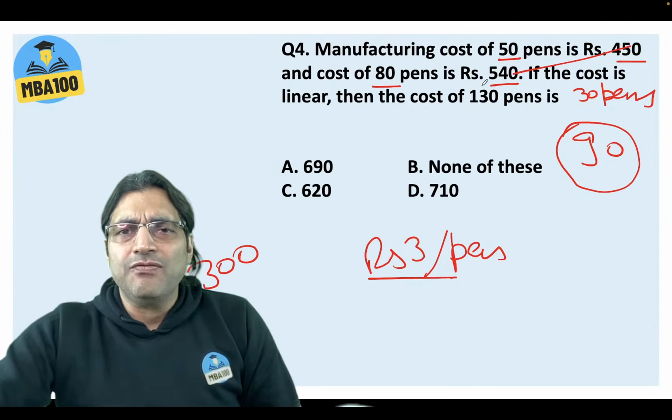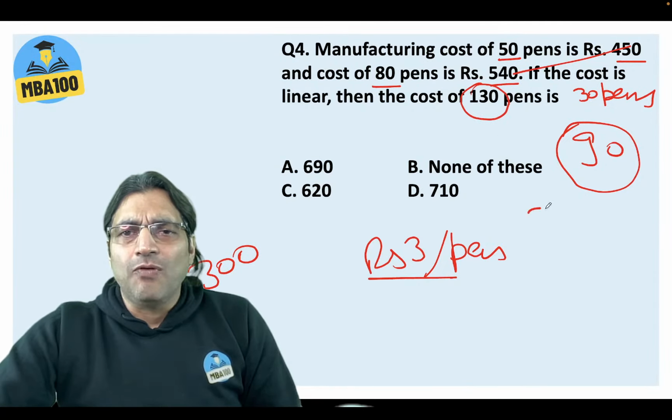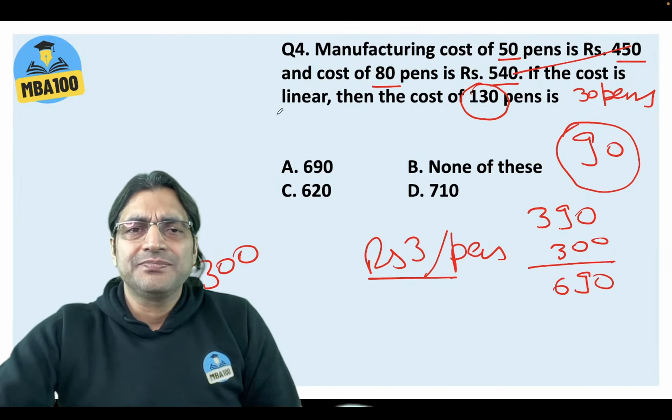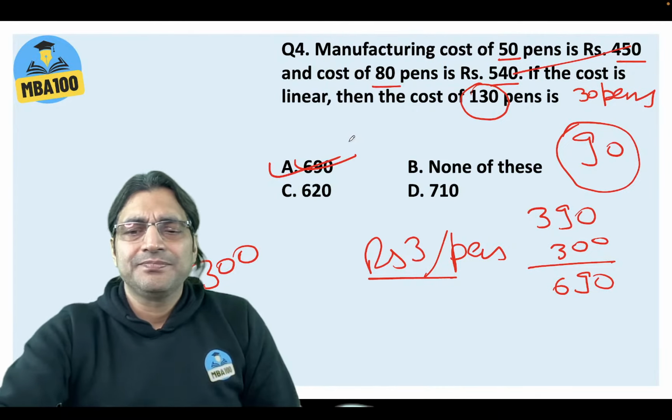All right, they're asking you for 130 pence. So 130 into 3, 390, plus 300. That is 690. That is your answer. This is your answer. Isn't that?